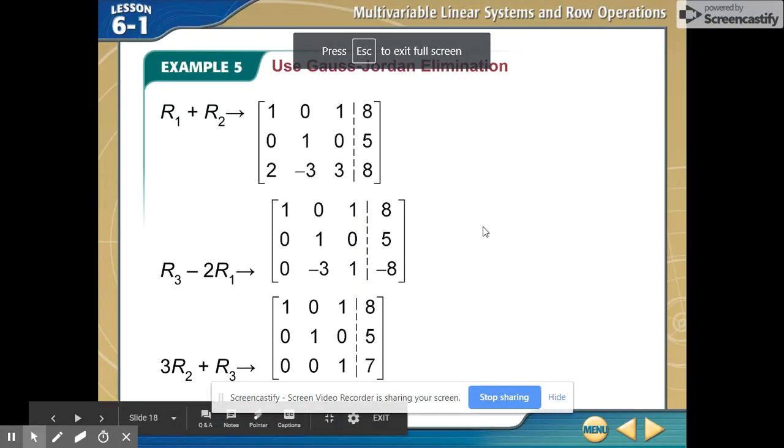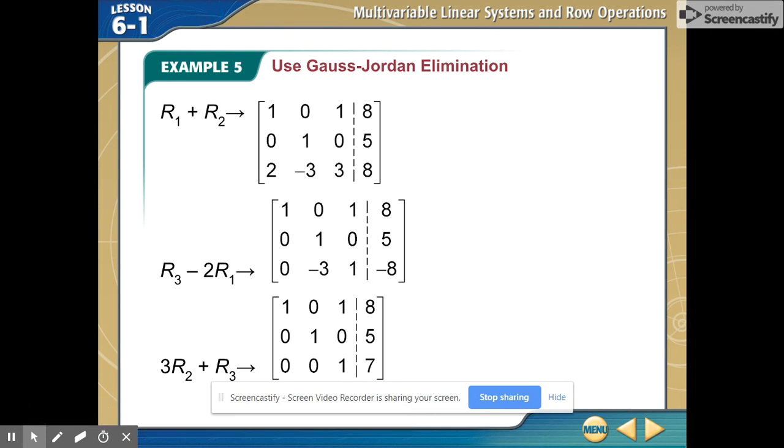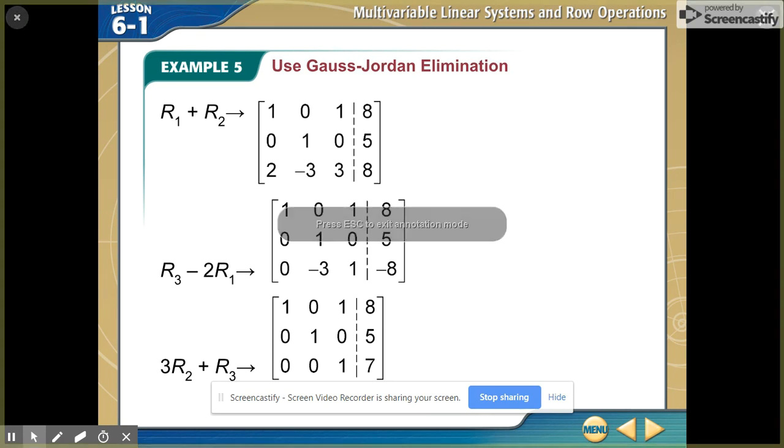All right, so going back here, is the video cut off? What we have is we're trying to make our values drop out. What they're trying to show us here is I do 2 times row 1. So this piece there, if I do 2 times R1, that's 2, 0, 2, 16.